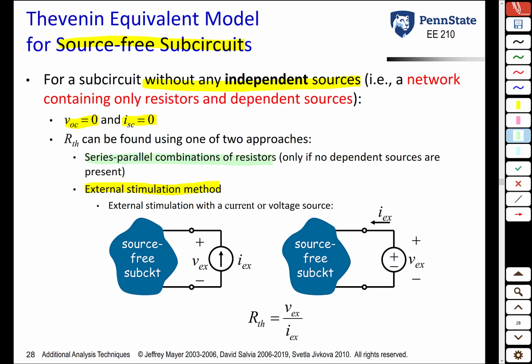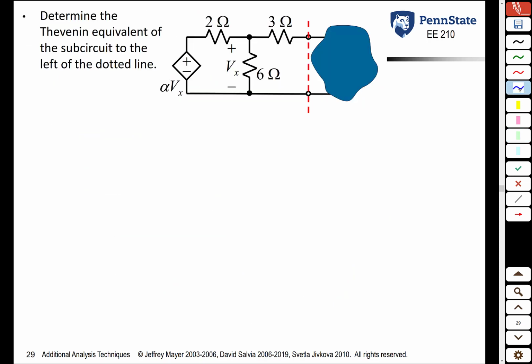So to review that, you apply either a current source and then measure the voltage across it, and notice the orientation of the plus and minus for the external voltage you're measuring. Or you apply an external voltage source and you measure the current leaving that source. Once again, note the direction of that current that you're measuring. And in both cases, the Thevenin resistance of this subcircuit that you're modeling is the ratio of the external voltage to the external current. Let's illustrate this with an example of a source-free circuit.